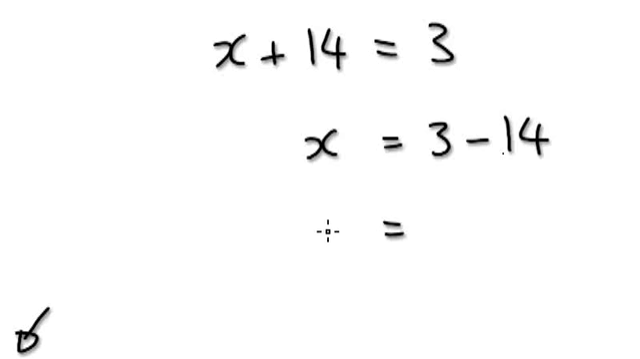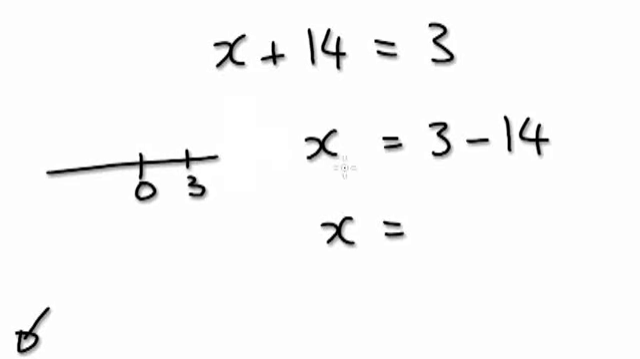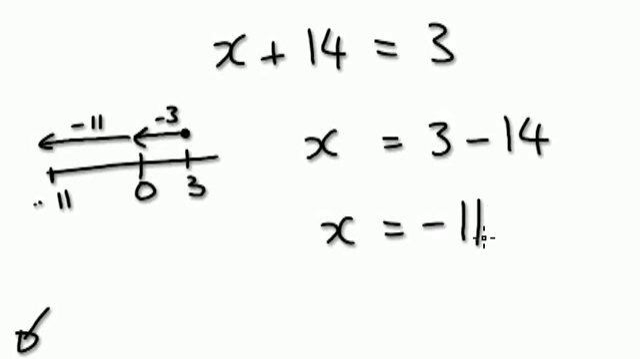Okay. So here this would be x. So here you've got 0 here. 3 take away 14. 3 is my starting point. I start at 3. I've got to go to the left 14. I'm just going to go back to 0 first. Minus 3. And then how far do I have to go to make up 14? I'm going to have to minus 11 steps. So the answer is actually minus 11. Okay, minus 11. So 3 take away 14 is actually minus 11.